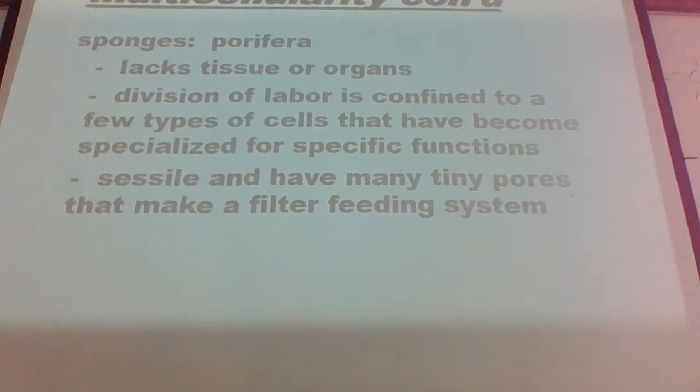Because as you look at one of your vocab terms, it would say sessile. That means no movement occurs. That's what sessile means.